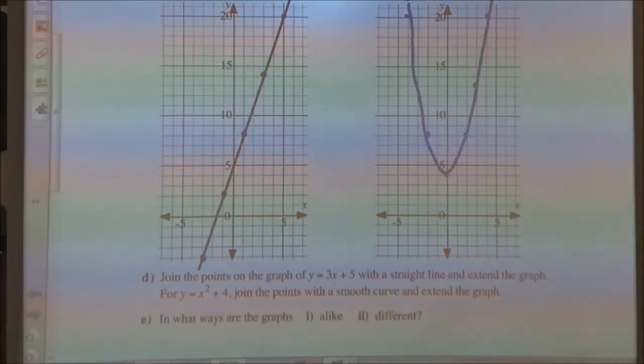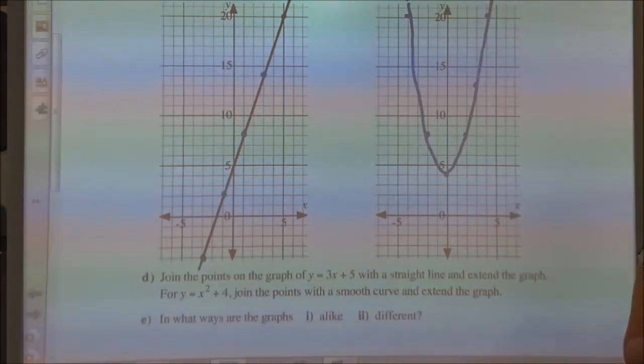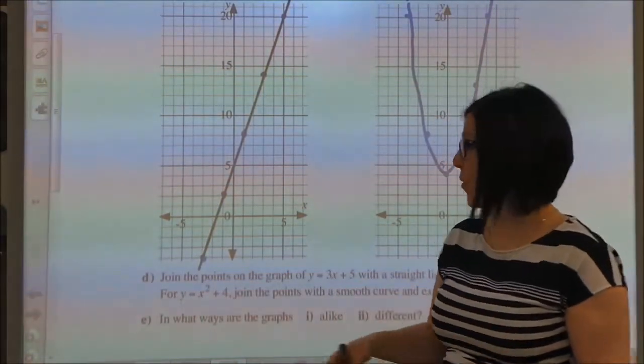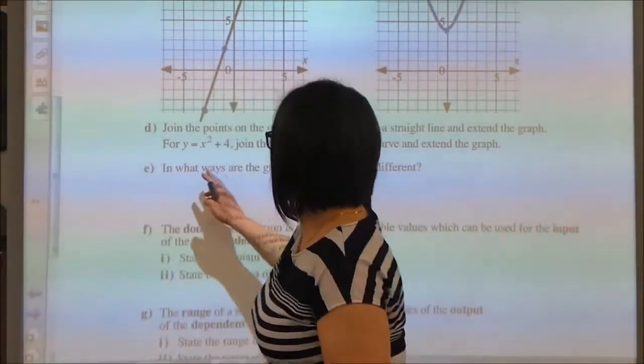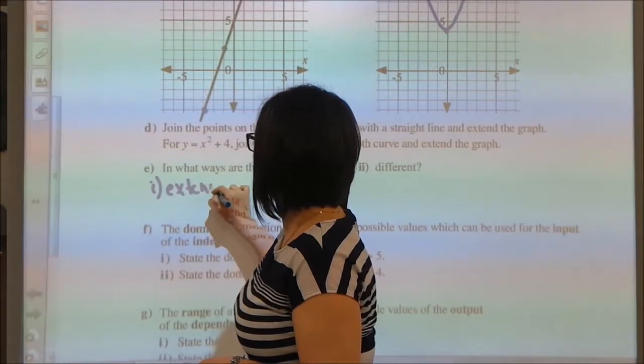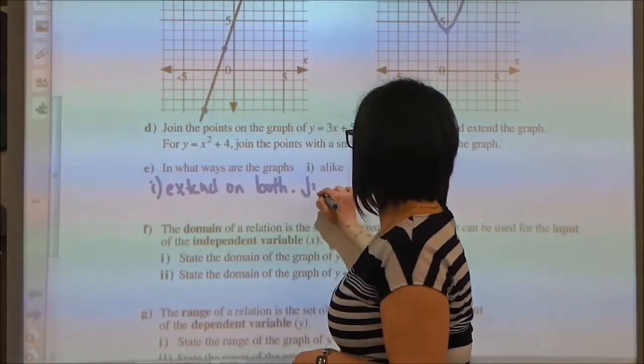Okay, how are these graphs the same? What do they have in common? They both extend past the graph. What else did I do to both graphs? I joined the points. So they're alike in that we extended both, and we joined the points on both.